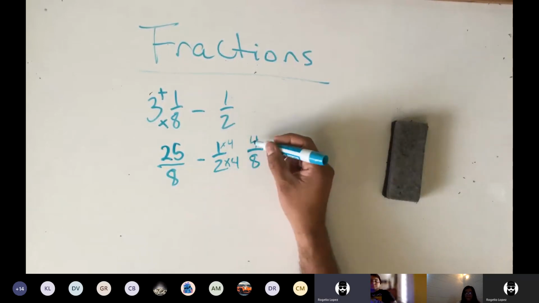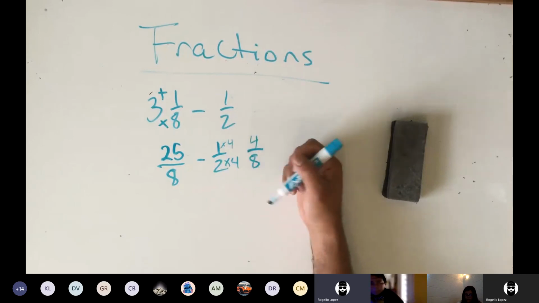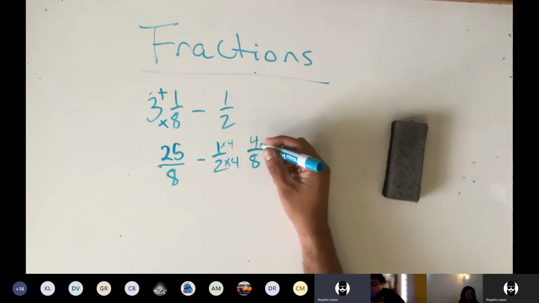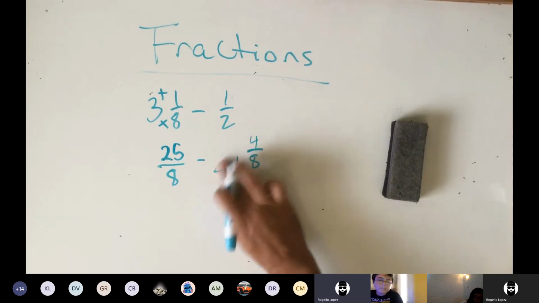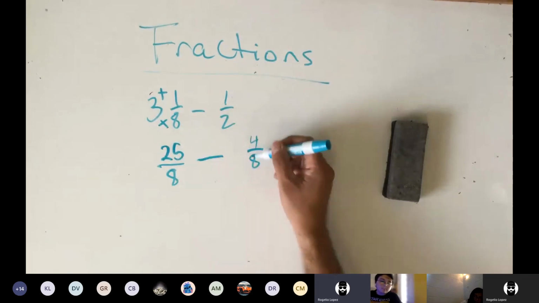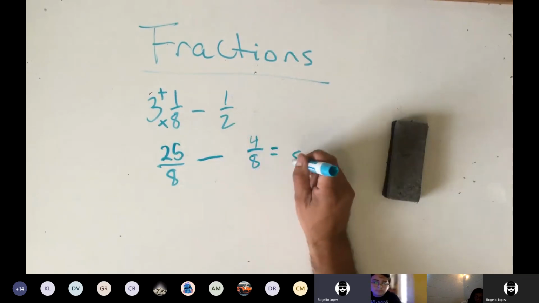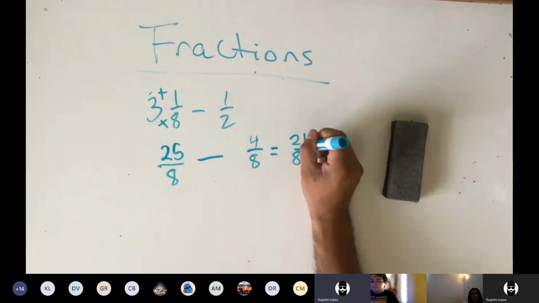So 4 over 8 is the same exact thing as 1 over 2. It is half. Half of 8 is 4, just like half of 2 is 1. So it's the same fraction. It just looks different. So now I can get rid of that and just subtract, because now they have common denominators. Now I have 25 over 8 minus 4 over 8. And 8 carries on. And 25 minus 4 is 21.